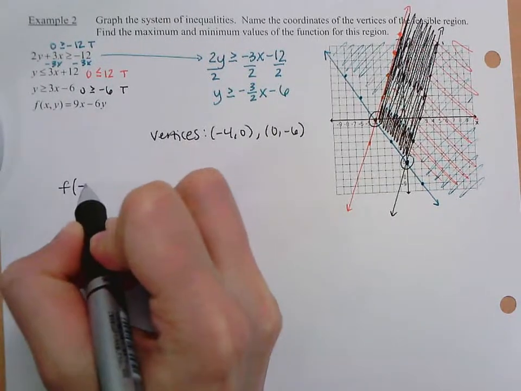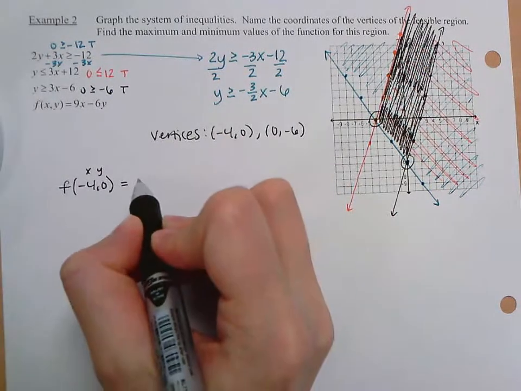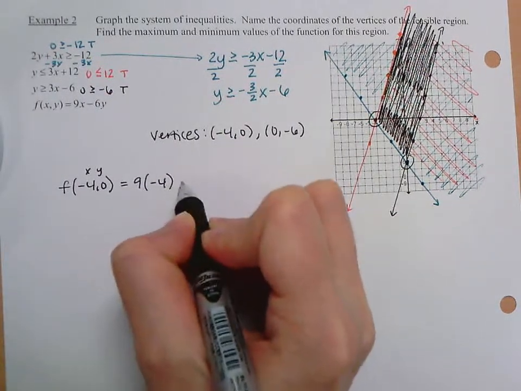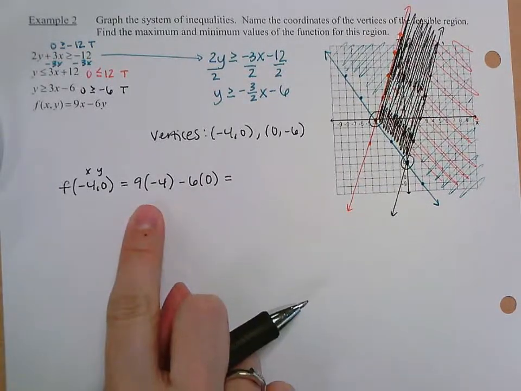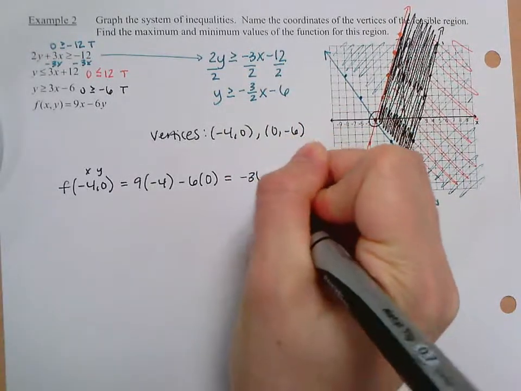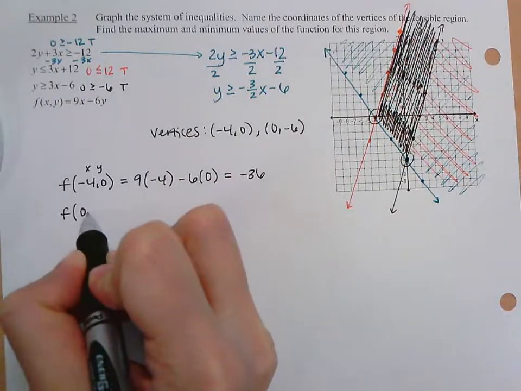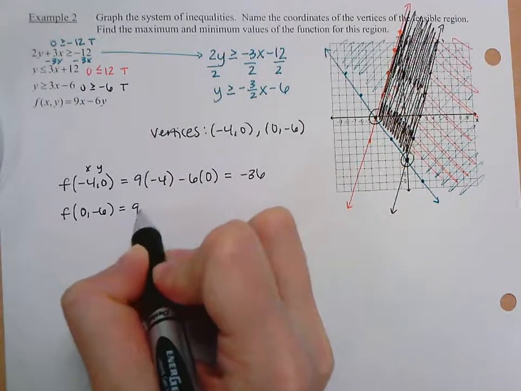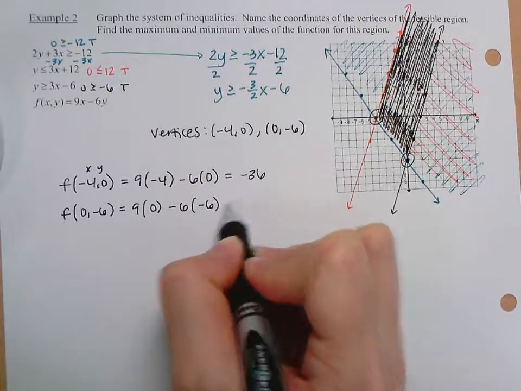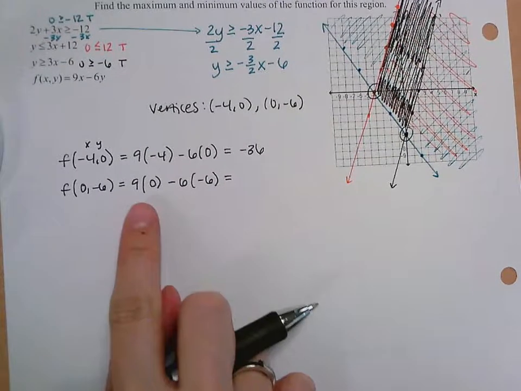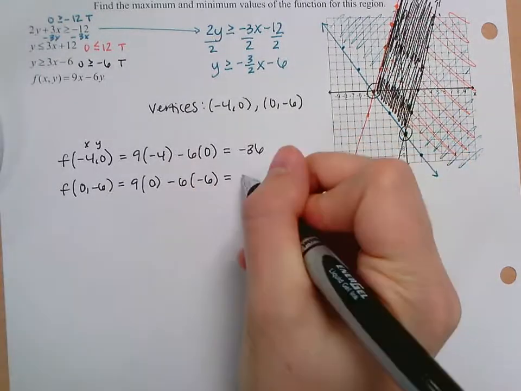So I'd have f of negative 4, 0. So that would be 9 times x is -4 minus 6 times y is 0. And that's -36 minus 0, so -36. And then f of 0, -6 is 9 times 0 minus 6 times -6. And that would be 0. This would become plus 36, so positive 36.